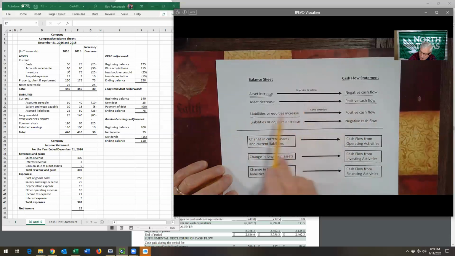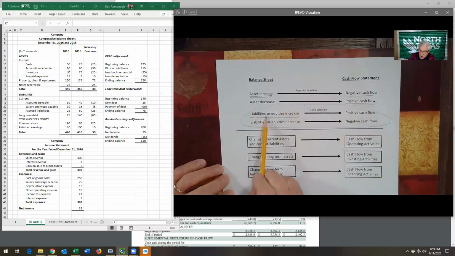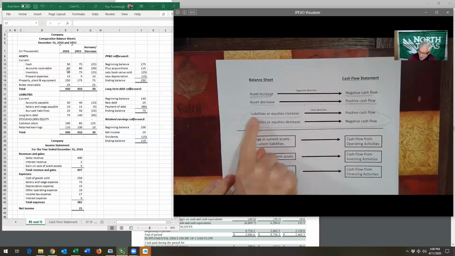Liabilities work in the opposite direction from assets. Guess what? Liabilities and equity work in the same direction. So if a liability increases, then it's a positive cash flow. What's a good example of that? Keep in mind, in the indirect method, we start with net income. So we may record salary expense, debit salary expense, which reduces net income. But what if we didn't pay those employees? Salaries payable goes up. An increase in a payable results in a positive cash flow.